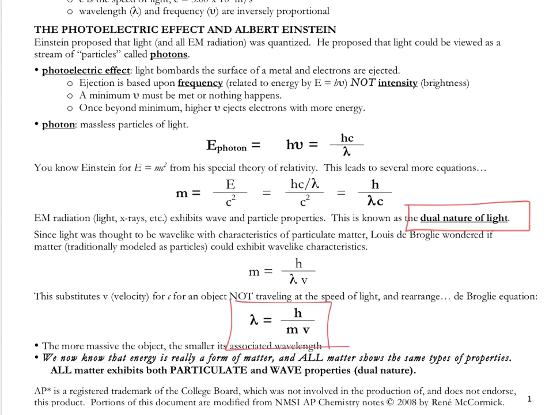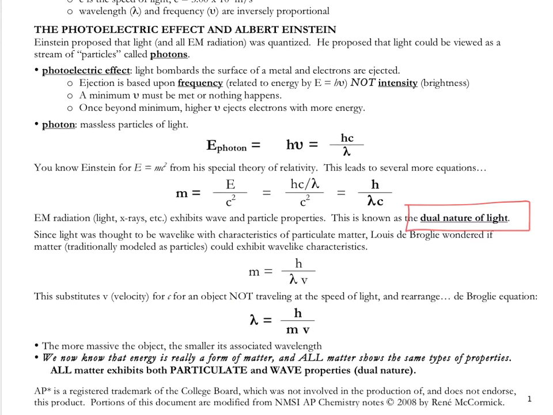This is not given on the periodic table. It's very unlikely you'd have to do a calculation, but it is possible you would have to know the relationships that we're going to discuss right here. The idea that massive objects have small wavelengths, and that once we get to things with very, very small masses, like electrons, we actually get a wavelength that is measurable.